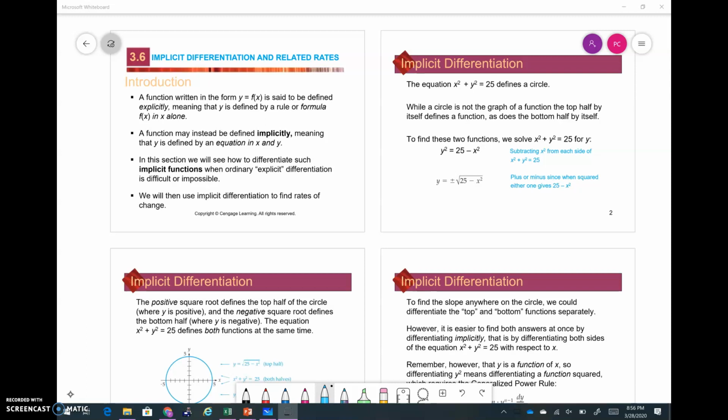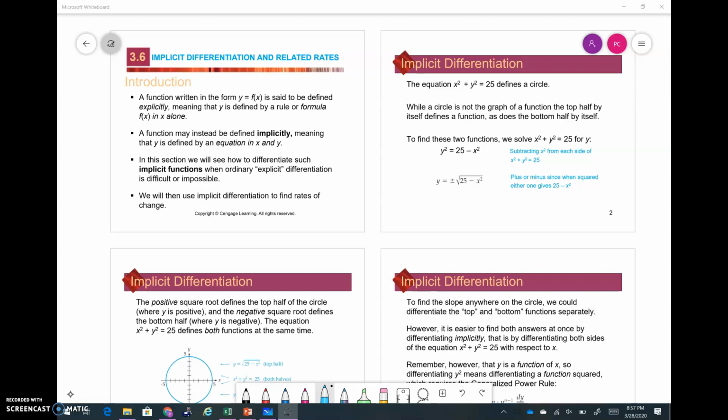But a function can also be written implicitly, meaning that y is defined by an equation in x and y together. So in this section, we're going to figure out how to differentiate implicit functions when ordinary explicit differentiation is difficult or impossible. Okay, so it gives us an easier function to deal with. Then we'll use implicit differentiation to find rates of change.